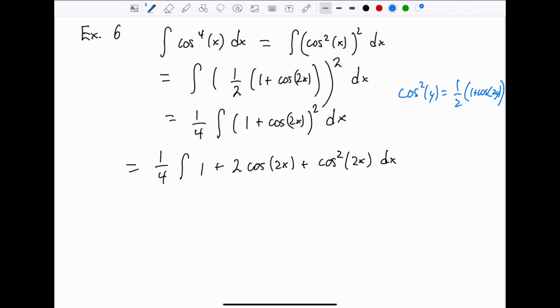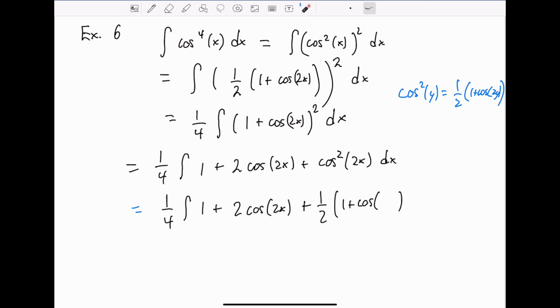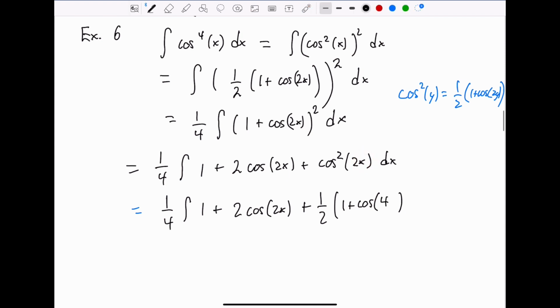All right, this tells me when I rewrite cosine squared using this identity, I have to multiply the input by 2. So I'm going to multiply 2x by 2. I'll have cosine of 4x. So I apply the half-angle identity once more. I'll just copy down this 1 plus 2 cosine of 2x. Now I apply the half-angle identity. 1/2 times 1 plus cosine of 2 times 2x. I double the input. So this becomes cosine of 4x dx.